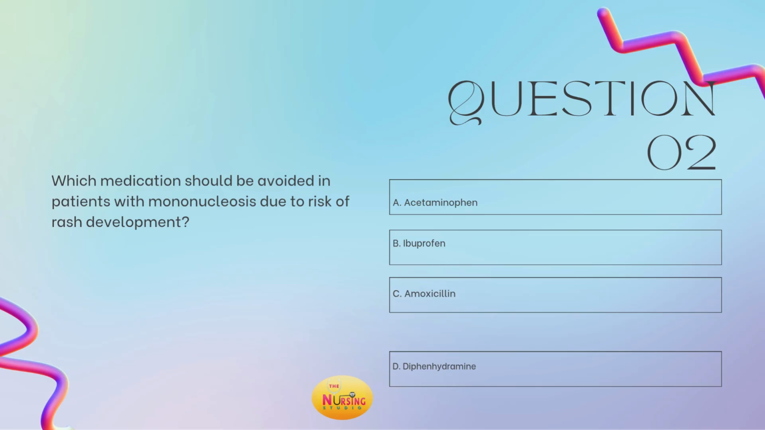All right, all right, all right. So again, the question is the stem. Which medication should be avoided in patients with mononucleosis due to the risk of rash development? And your best answer is C, amoxicillin. We try to steer clear of amoxicillin in patients who have mononucleosis. That Epstein-Barr virus component, it leads to a maculopapular rash, okay? So to avoid that, we avoid the amoxicillin, okay?